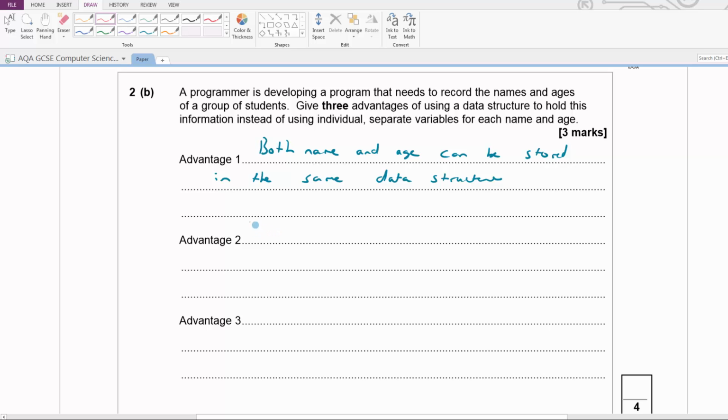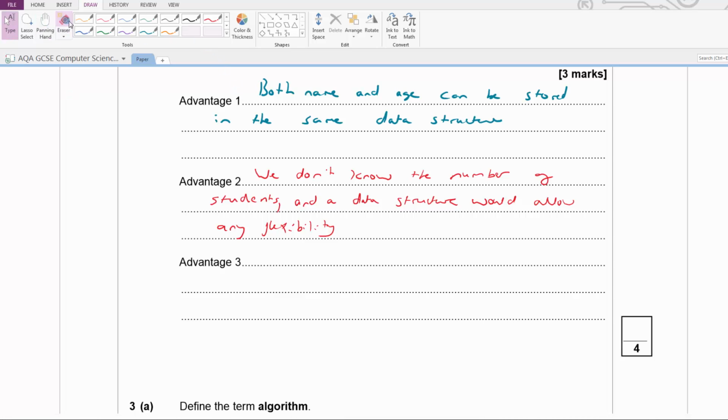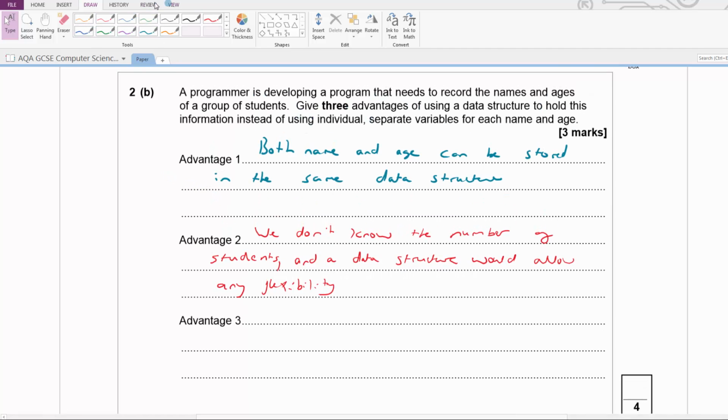So if you had 5 students first and then you had 10 in the next execution of a program, then all you'd have to do is just add it on to the end of the data structure instead of having to create 5 variables from somewhere, which might not even be possible. So we don't know how many students there are going to be, and the data structure makes it more flexible. So I've just said actually a data structure would allow any flexibility. So if this number wasn't fixed, then it would just allow a bit more flexibility. We can just add on extra numbers and extra names and ages just onto the end.